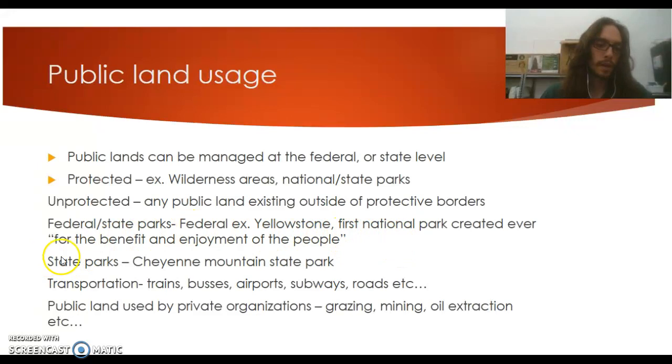We also have state parks. A good example of that is Cheyenne Mountain State Park. That's here in El Paso County. Anybody can go there if they have a state park pass. It's very cheap, or you can pay $5, I believe, to get in.